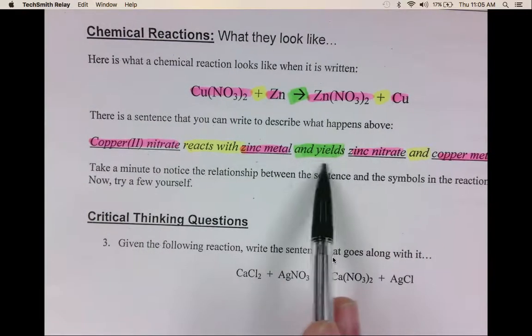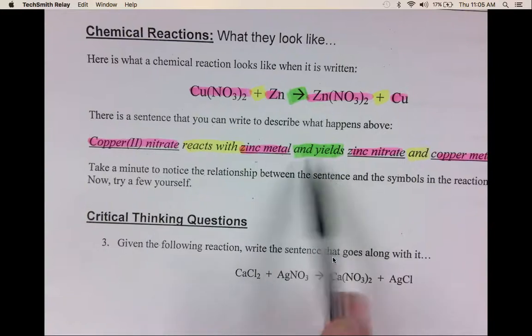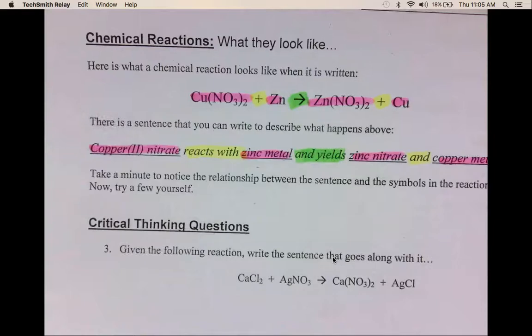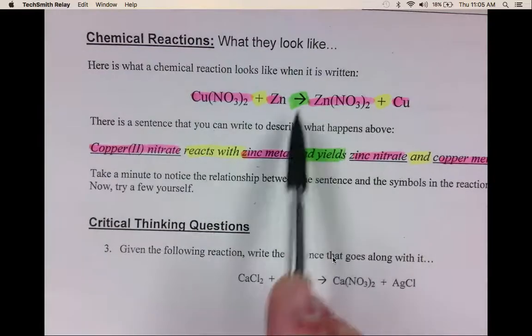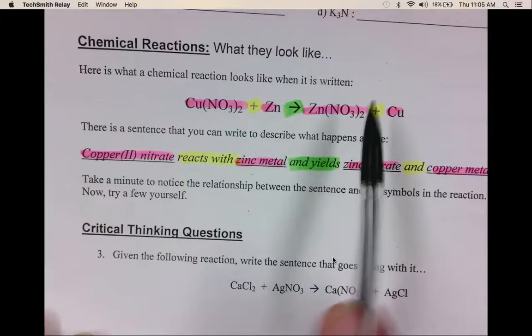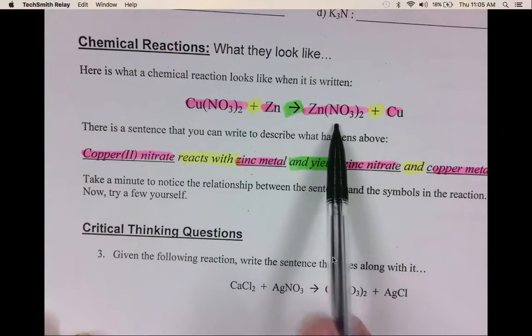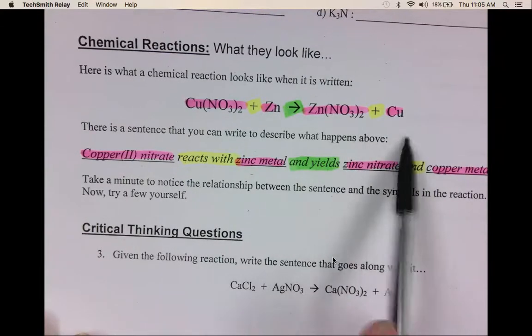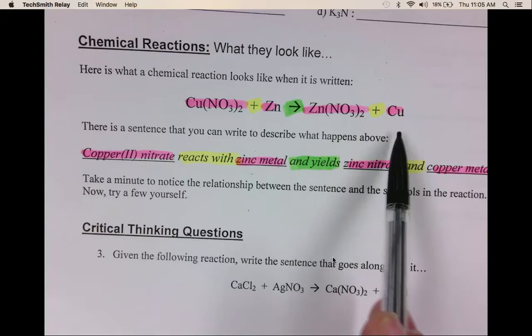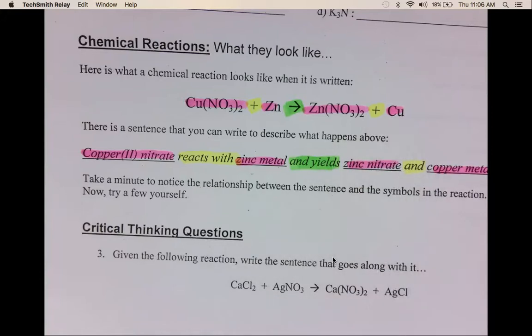Next, we have and yields. You could say forms, you could say combines, or you can just stick with yields every time, just like the note packet does. Remember, that's the arrow. And then next, we have the two names that are in pink. We have zinc nitrate and copper metal. Remember, copper, we can say it's a metal because it's on the left side. We assume everything on the left side is a metal. And then and goes with the plus sign. So that's kind of how a chemical reaction is.